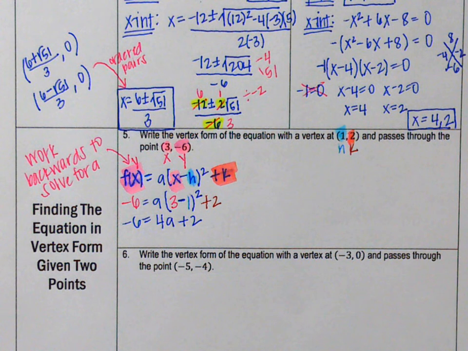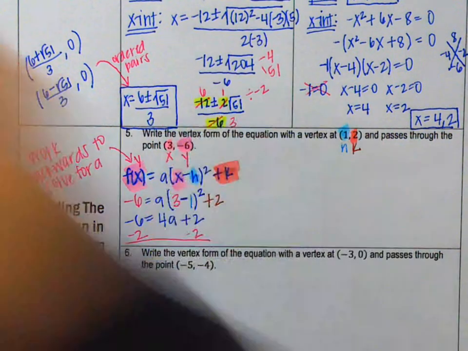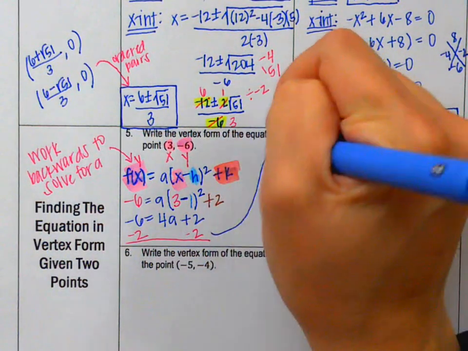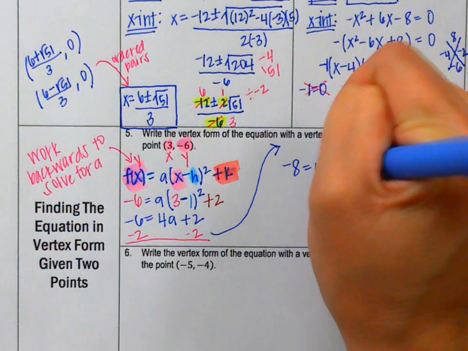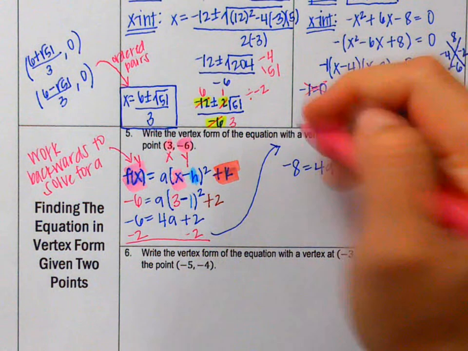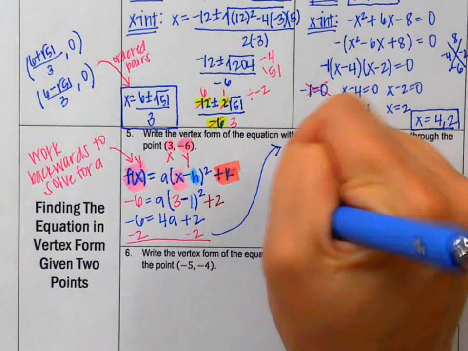So to keep solving for a, I'm going to subtract 2 from both sides. I'll move my work up here. So that would be negative 8 equals 4a. Divide both sides by 4. And I get an a value equal to negative 2.